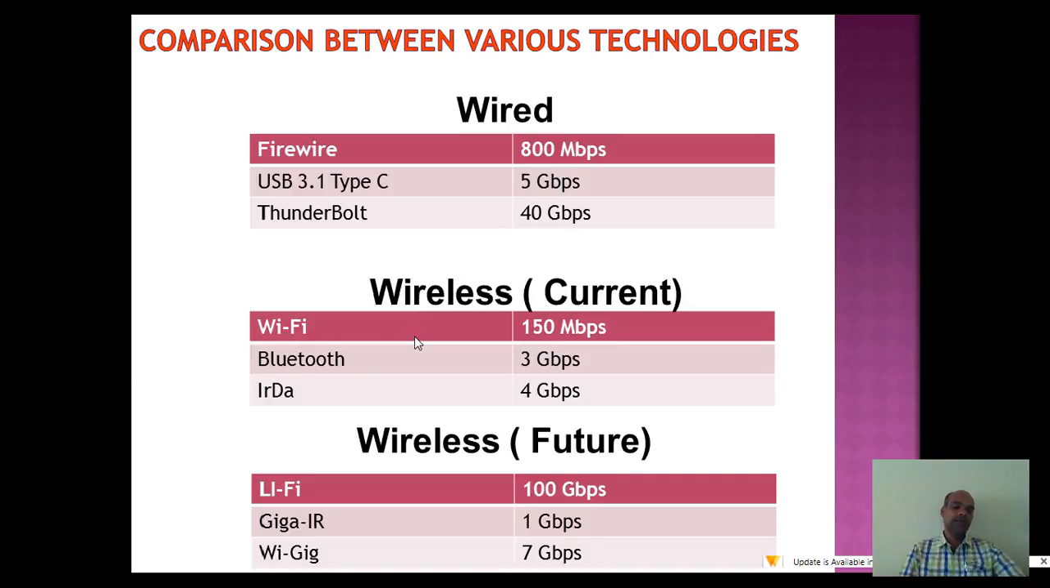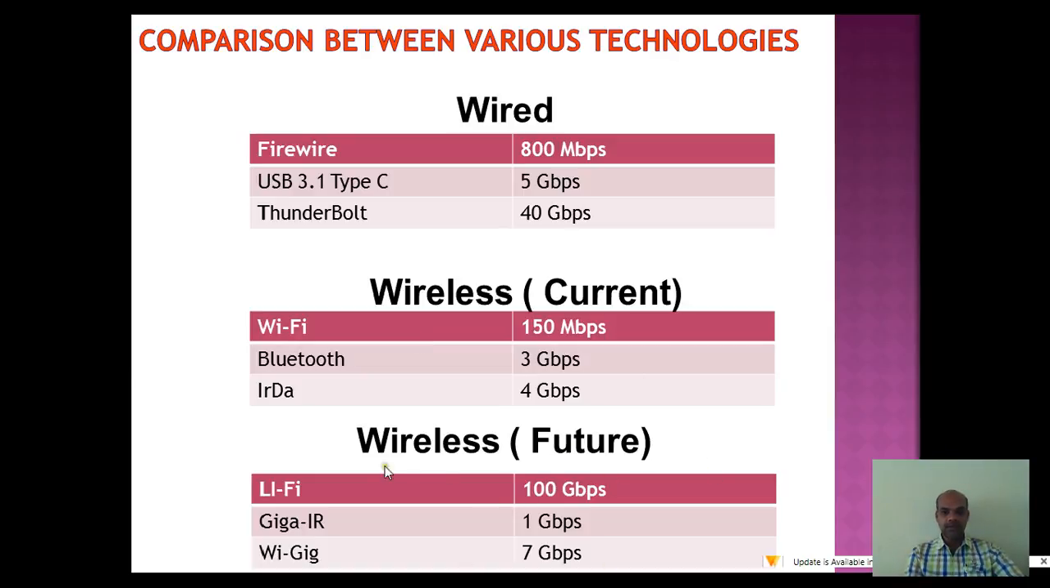in current wireless communication is called IrDA, Infrared Data Association, which has a capacity of 4 Gbps, and it is also very short range, capable of transmitting within 1 meter square. It was initiated in 1993, and the association is called the Gigabit IR Association.